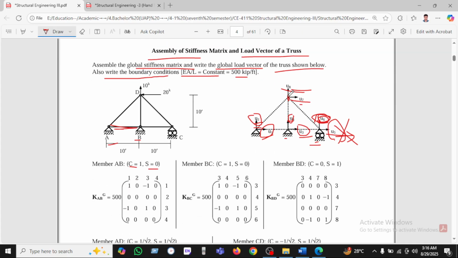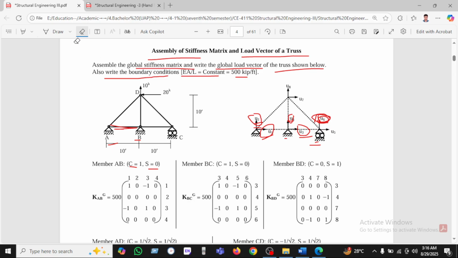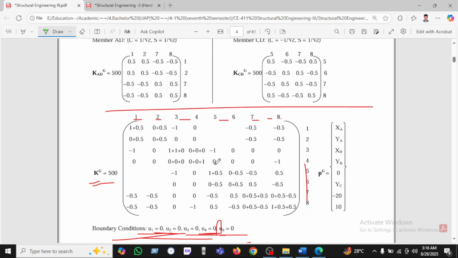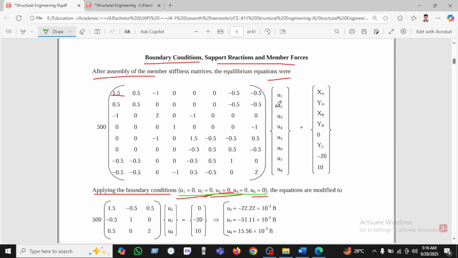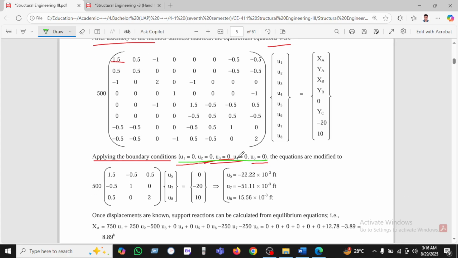This is the unknown. We have been seeing this is the joint. The unknowns are U5, U7, and U8, because this is the joint, or we can say node. Okay. After applying this boundary condition 6, we can cross out 1 2 3 4 5.